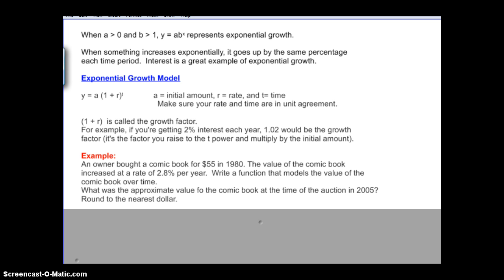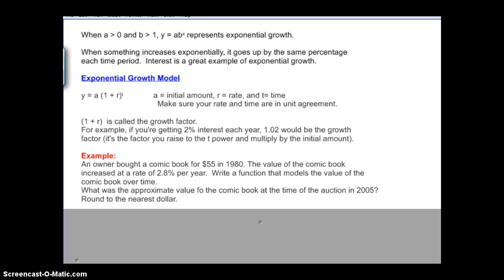What we're looking at is something increasing by the same percentage every time period. And usually when we think of this, we think of interest, or we think of an increase in value of something, like a painting, but it also could be an increase in population, especially in nature. Population of animals usually don't increase linearly. They usually increase exponentially, especially animals like rabbits, for example.